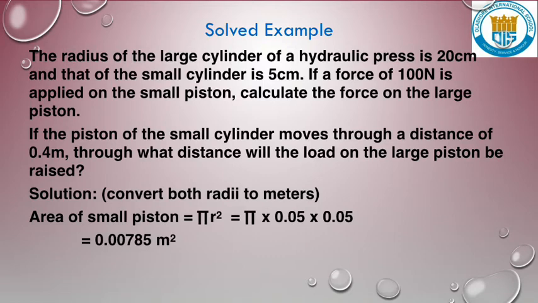So in this case, looking for our area, we must convert both centimeters to meters first, and then find the area. So the area of the small piston gives us 0.00785 meters squared.